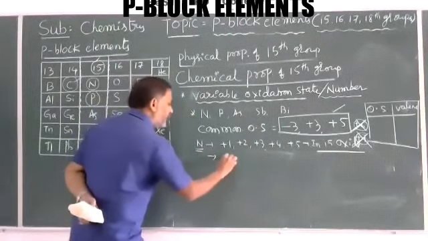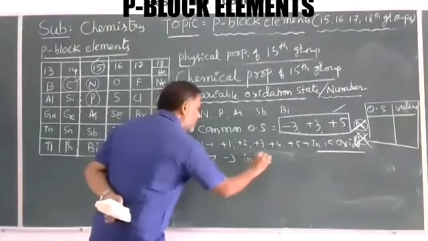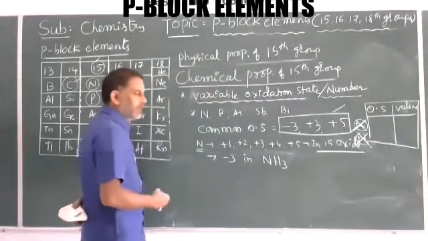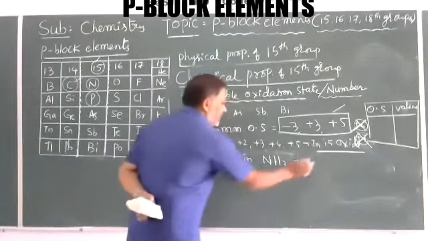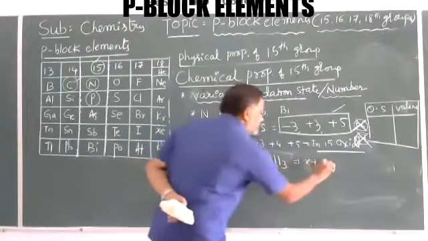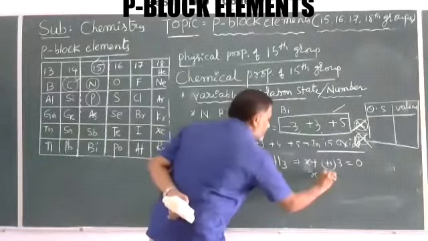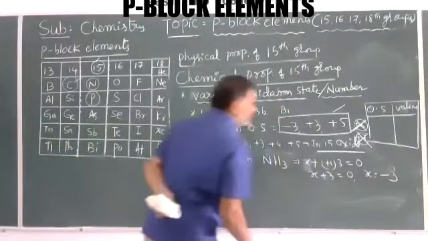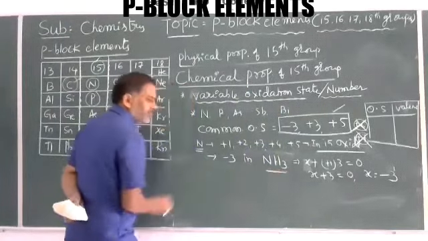Here it also exhibits the -3 oxidation state in one molecule, that is NH3, ammonia. See here, nitrogen we don't know, let us consider it X. This is X plus hydrogen, +1 into 3, is equal to 0. Here X plus 3 equals 0, X is equal to -3. Now in ammonia, nitrogen shows -3.